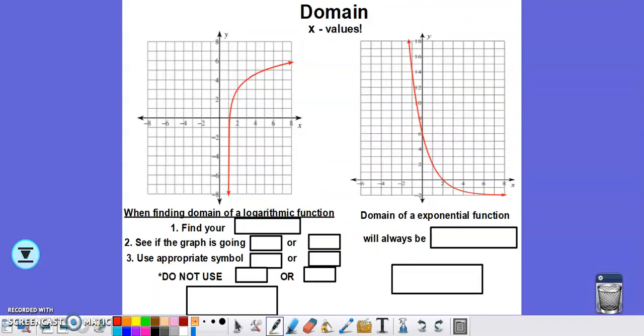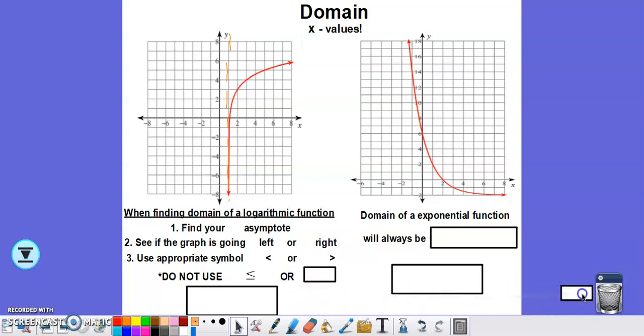All right, domain, let's keep in mind that that's our x values. So when we're doing domain, you want to find your asymptote. In this case, I'll do it in orange. Our asymptote's right here, it appears to be. See if the graph is going left or right. Use appropriate symbols, that would be less than or greater than. Because you approach your asymptote, but you don't actually hit it, it's not equal to that value. So we cannot use less than or equal to or greater than or equal to. In this case, x is to the right, so it's greater than 1.